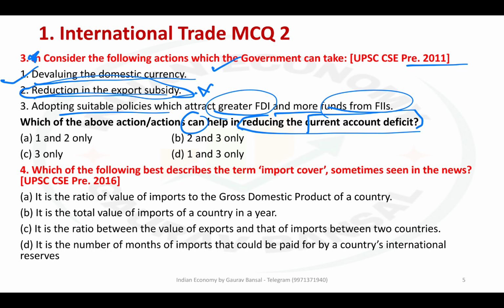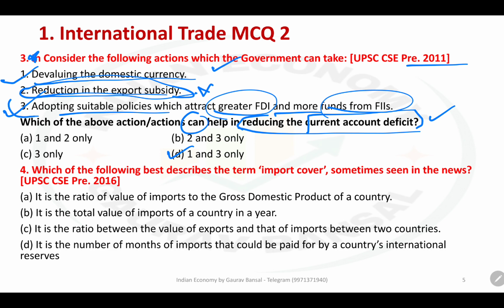But here we are talking about current account deficit. We are not talking about capital account deficit. FDI, FII, they are part of the capital account. So this is a bit tricky. But since there is no such option of one only, answer here is D.